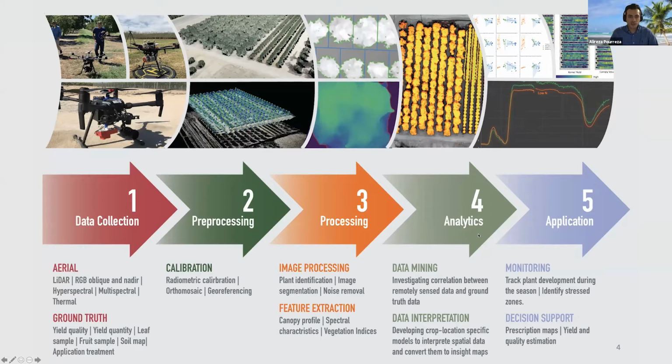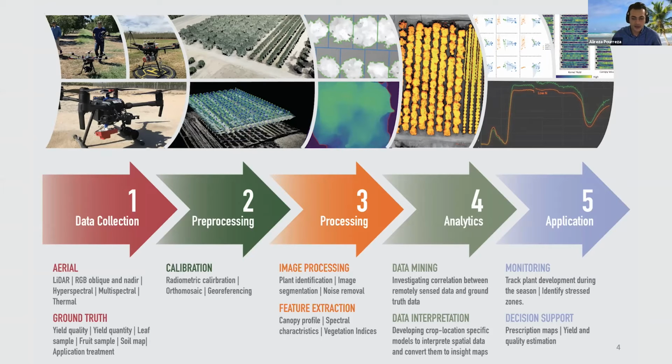So in the 3rd step, we try to extract some features from the orchard. First of all, we do per plant data analytics, so we need to identify each plant and segment it. And we also need to extract some canopy profile features and spectral features. In the 4th step, we try to pair these with the ground truth data. First step is data mining on different features to find out which feature is more relevant to the specific goal that we are looking for. It's nitrogen, yield, water requirement, whatever it is.